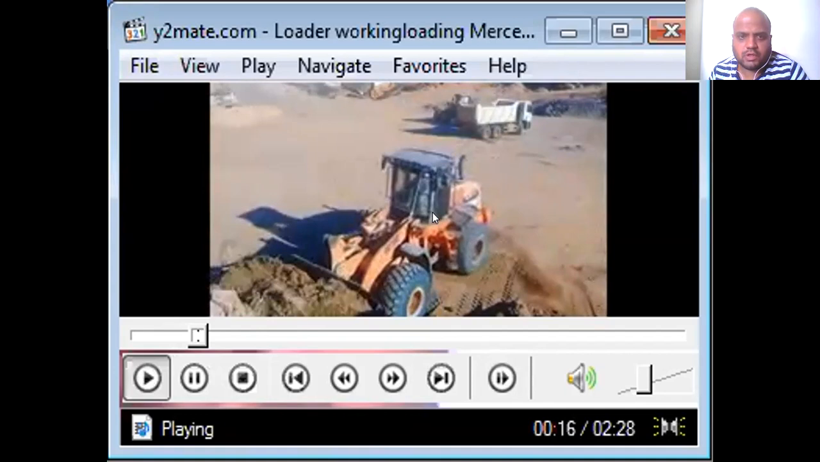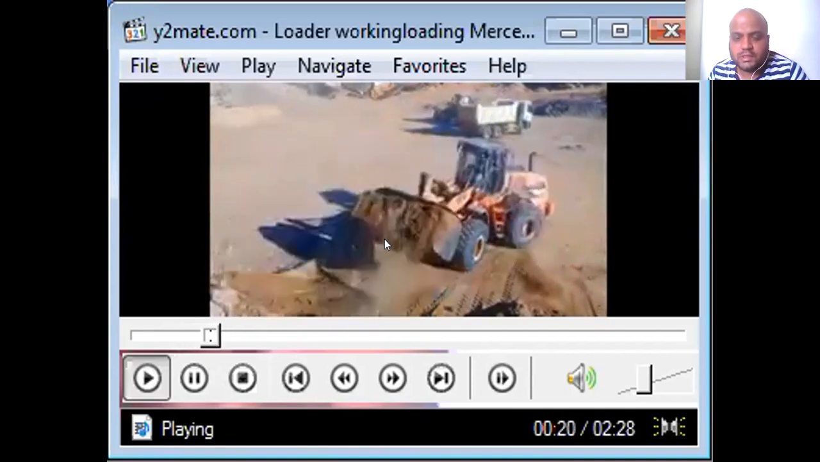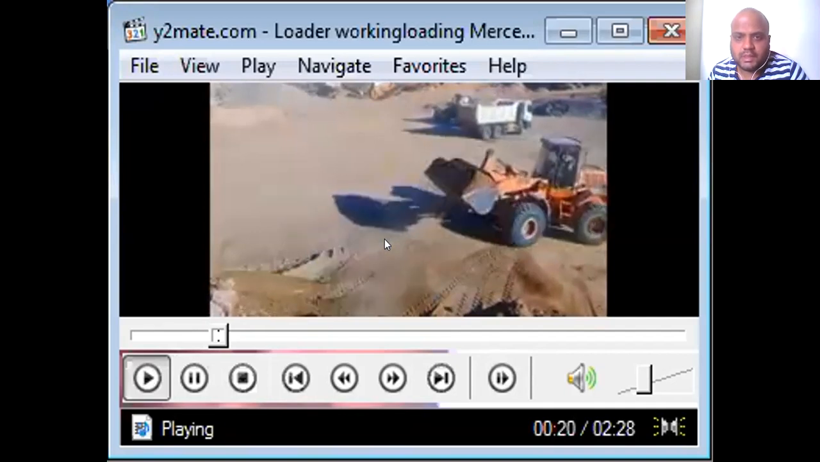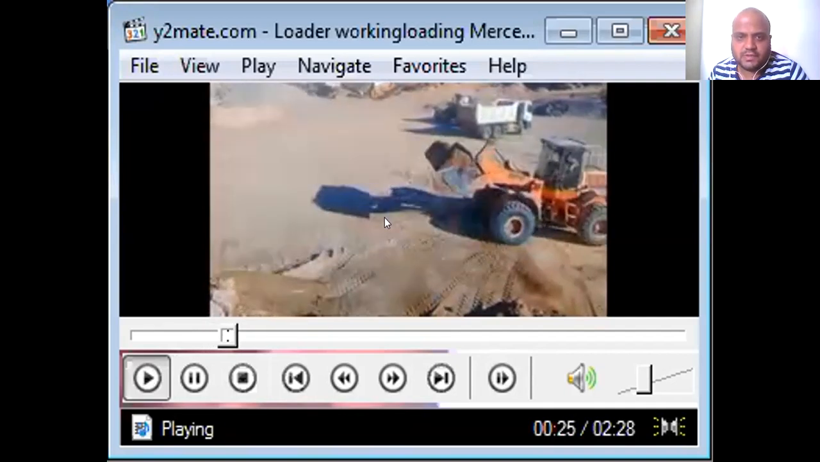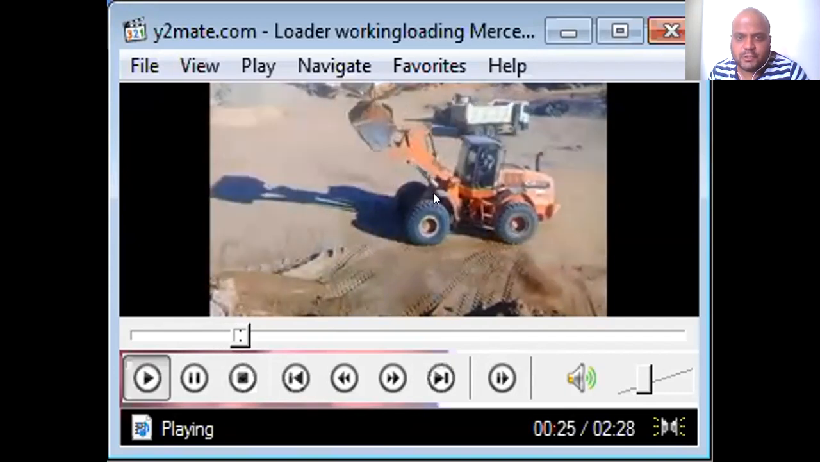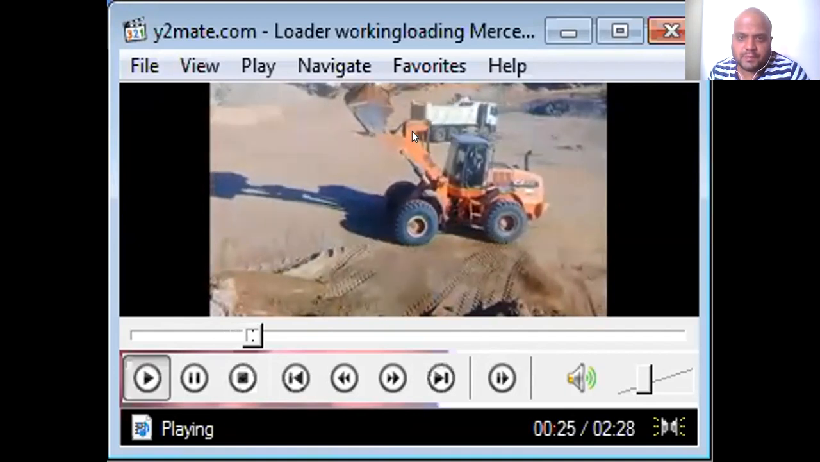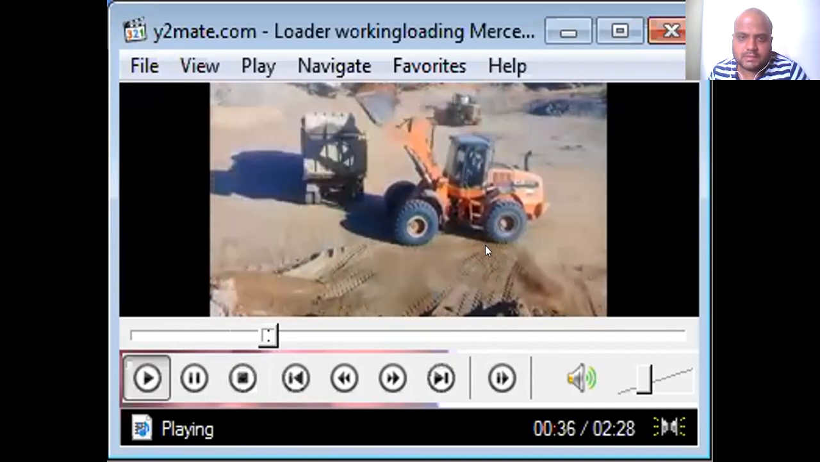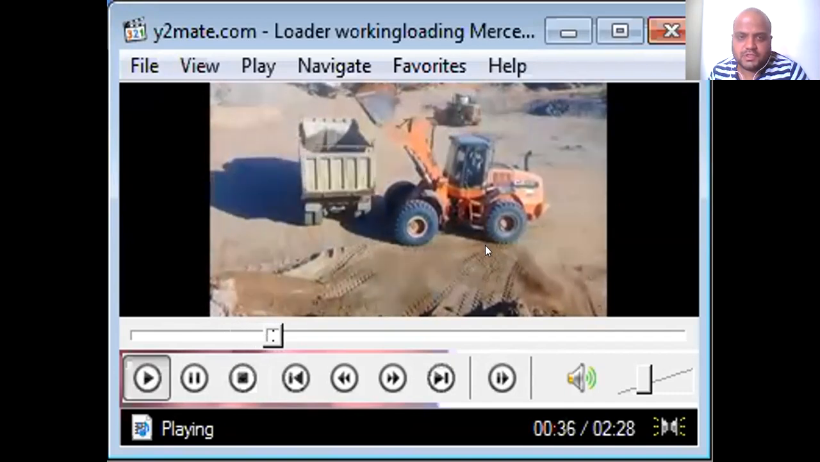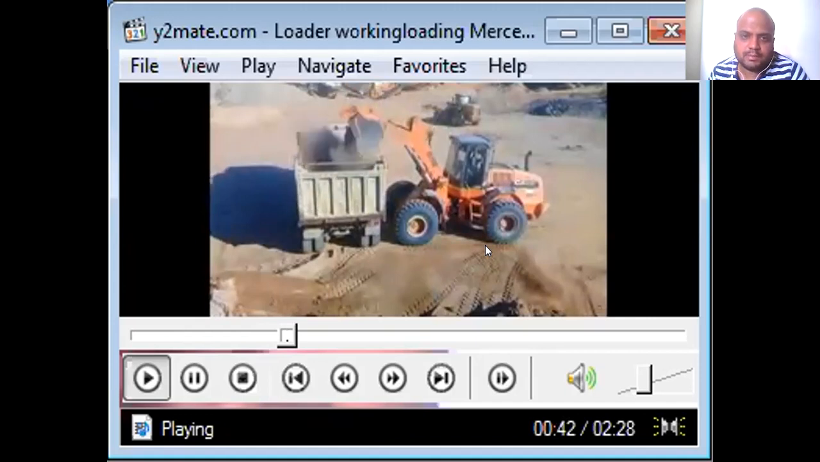This is a loader. What you are observing is a loader. This is going to load the soil into a dumper. Now the dumper is yet to come to the site. Now the loader is ready to load the soil into the dumper. Now here you can see the dumper. Now the dumper is in position. Preferably the first dumper is supposed to be in position. Now the loader is loading the dumper.